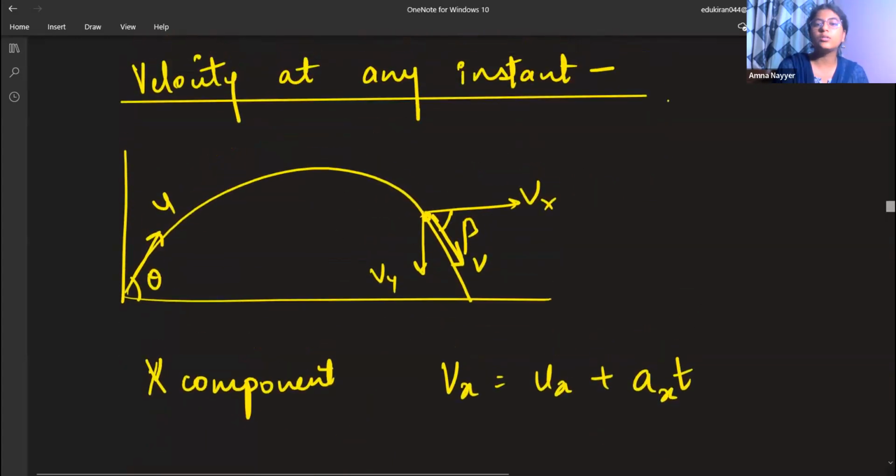See, velocity is not difficult. Velocity at any point you should be able to know. If we have taken a point initially, midway, or towards the end, we will solve the x component and y component, the way we have been solving the x-axis separately and the y-axis separately. So when we talk about the x-axis, Vx is equal to Ux plus Axt. This is the formula that I'm using.